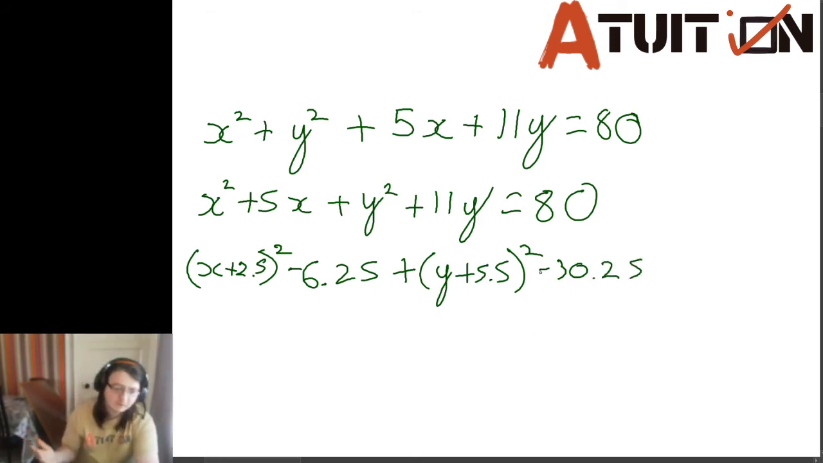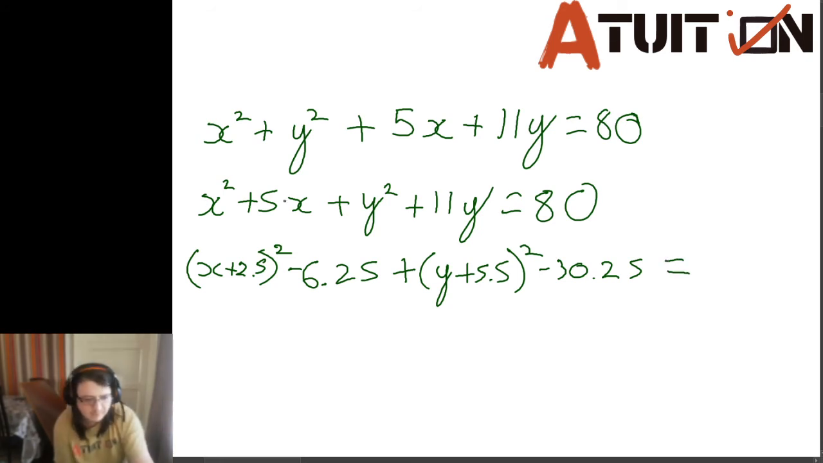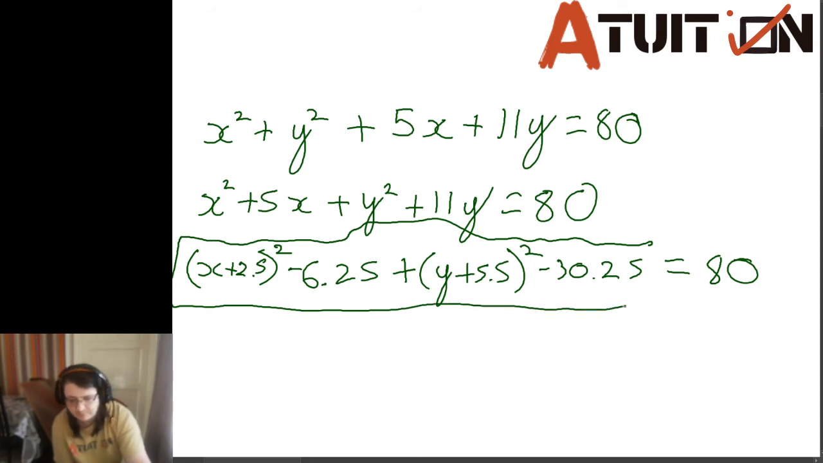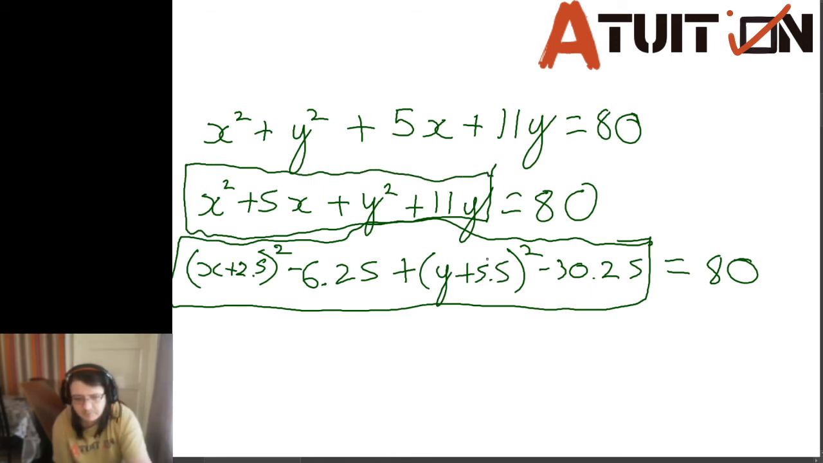And then that completes this square. Now all of that is the same as x squared plus 5x plus y squared plus 11y, which is the same as 80. It says here equals 80. So we can say that all of this equals 80. Another way of saying that is we can substitute this expression in the box in place of this expression in the other box. So we can swap those around. Those are interchangeable expressions because they're the same as each other.